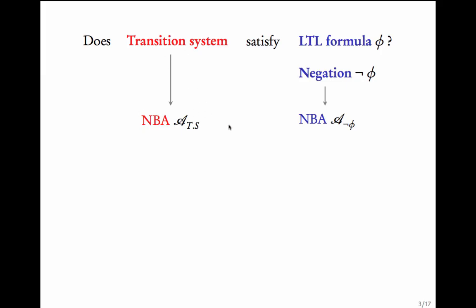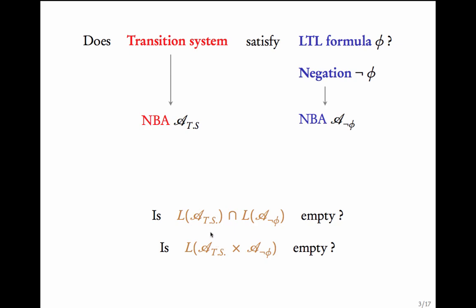We now have two automata. This automaton captures the traces of the transition system. The language of this automaton is exactly the traces of the transition system. The language of this automaton, A not phi, is the set of all words which do not satisfy phi. The question is, is there a word of ATS which is also present in A not phi? Essentially, the question is, is the intersection of these two automata empty? L of ATS intersection L of A not phi, is it empty?